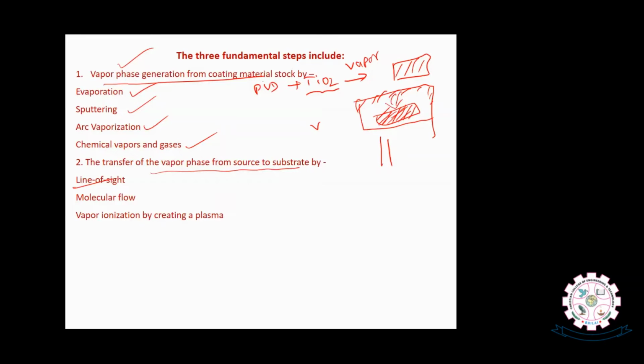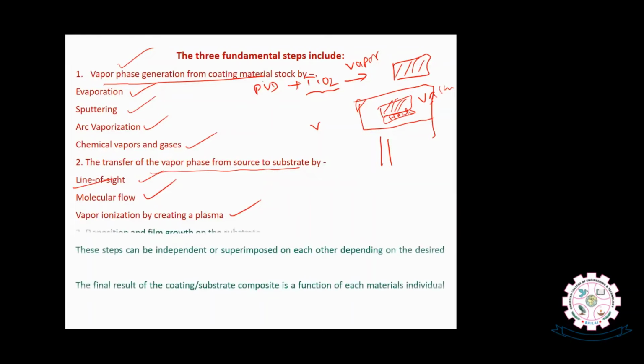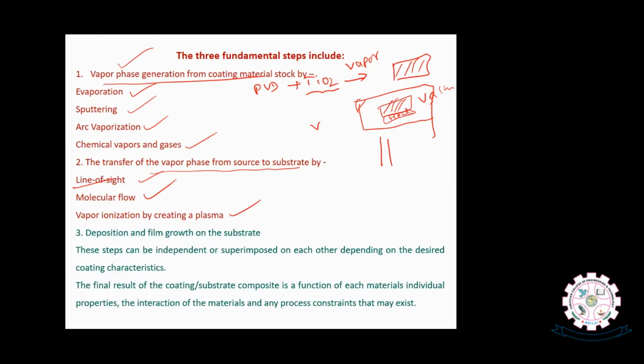So in the case of CVD, you are doing the entire reaction on the substrate itself. Here I have a heater. So the entire reaction will happen. In the case of PVD, because you are under vacuum, you are able to do that. See, line of sight, molecular flow, vaporization by creating a plasma. All this comes here. I will come to that point a little later. And then deposition and film growth on substrate.